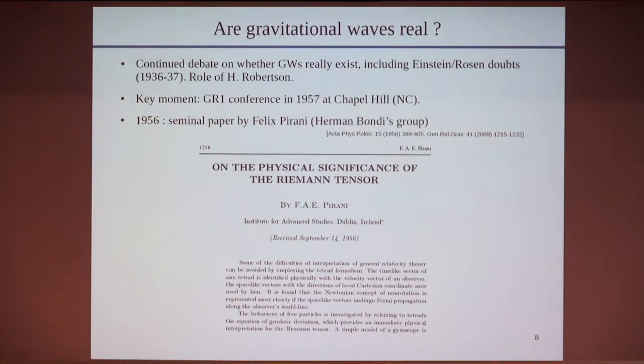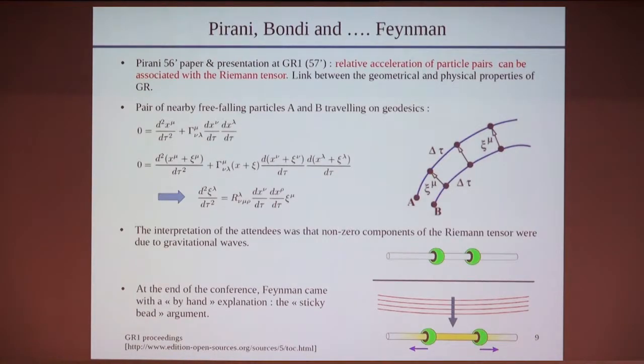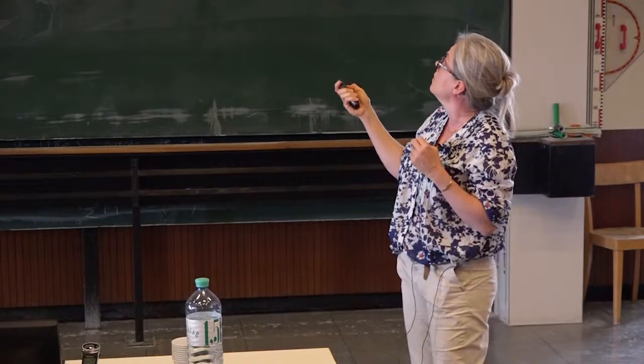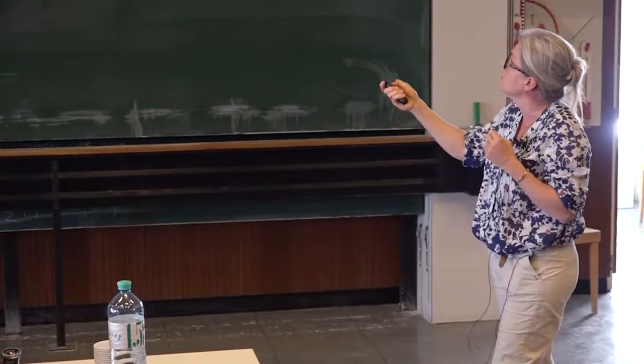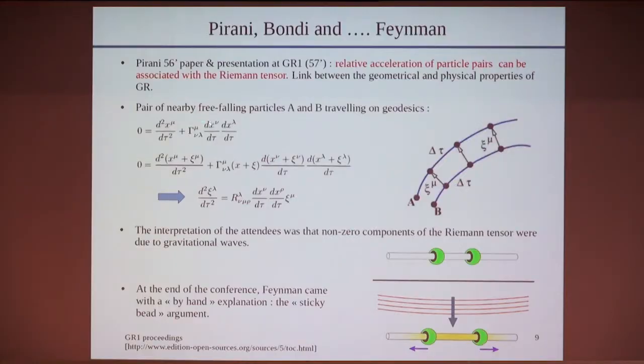At that conference, a year before, actually, Pirani had published a paper on the physical significance of the Riemann tensor, where he showed that the relative acceleration of two particles is associated with the Riemann tensor. And the derivation is quite simple: if you take two particles that are free-falling, that means that they will follow geodesics.